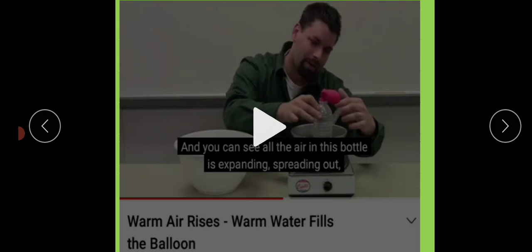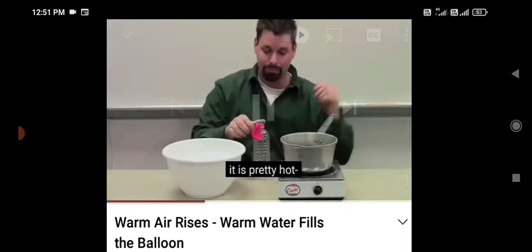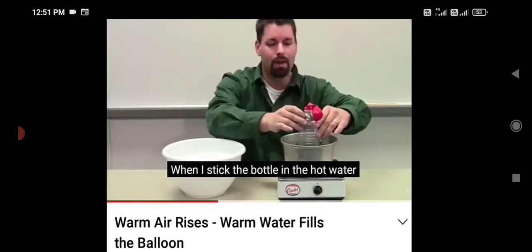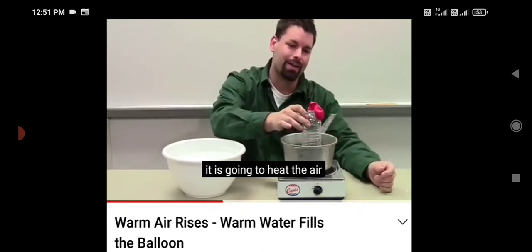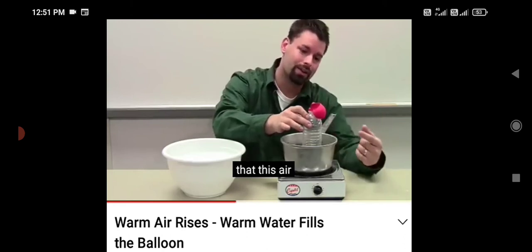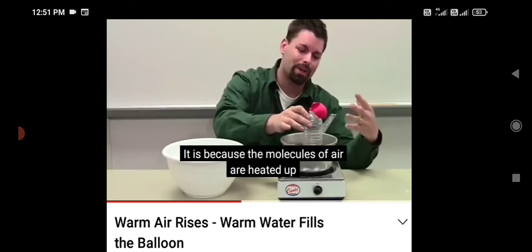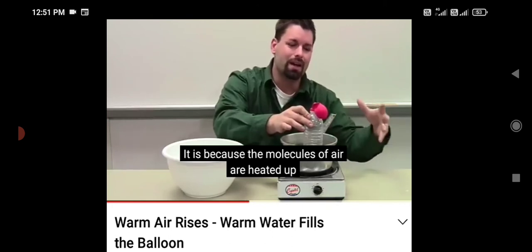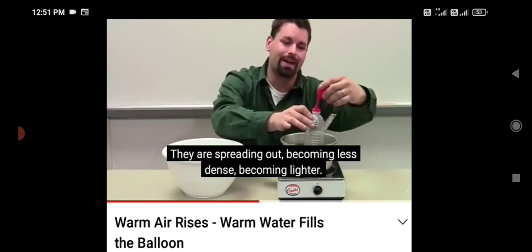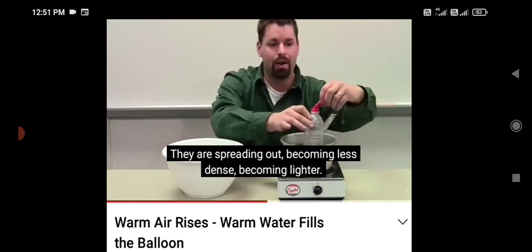This person uses some materials: a plastic bowl, a water bottle, a balloon and a steel vessel. Take the plastic bowl full of cold water and the vessel with some cold water, and heat it until it becomes hot water. Place the bottle with a balloon attached to its mouth. If you heat the water, it boils and heats the bottle. Inside the bottle, air is there.